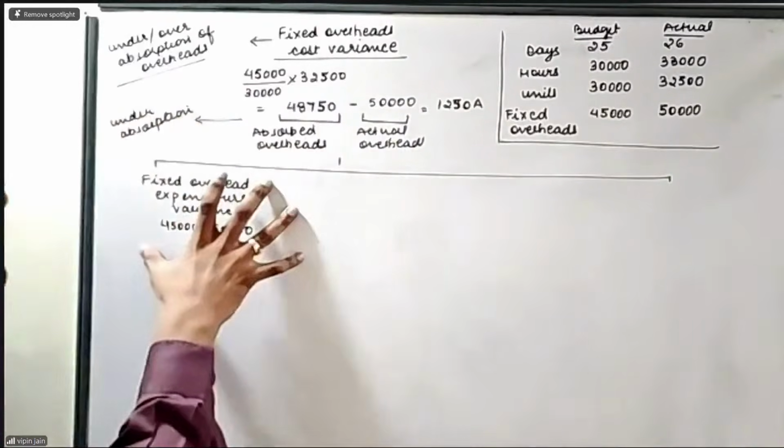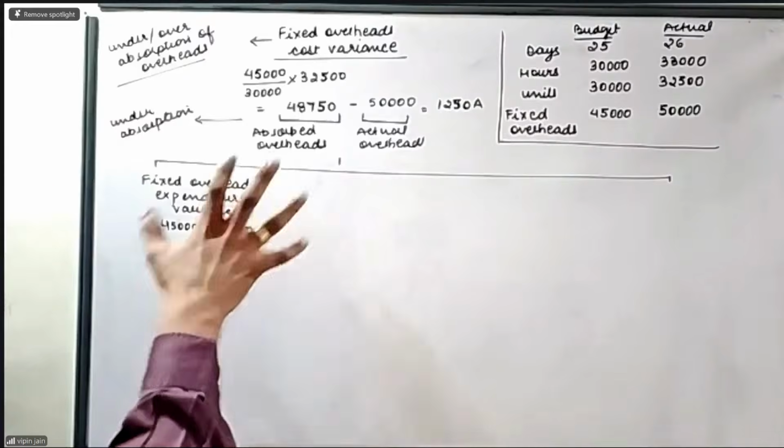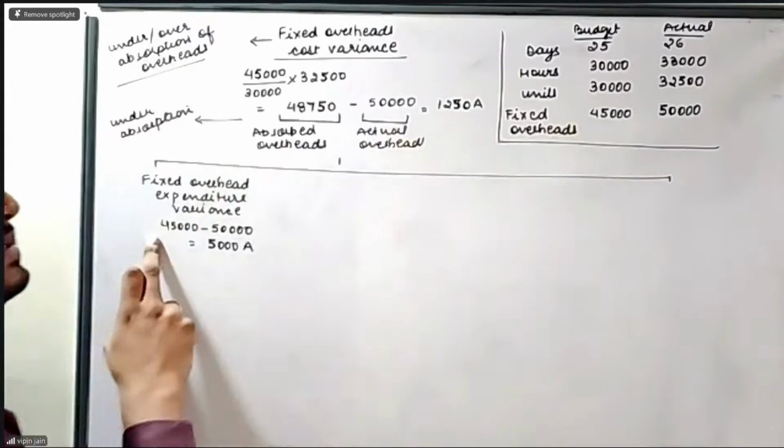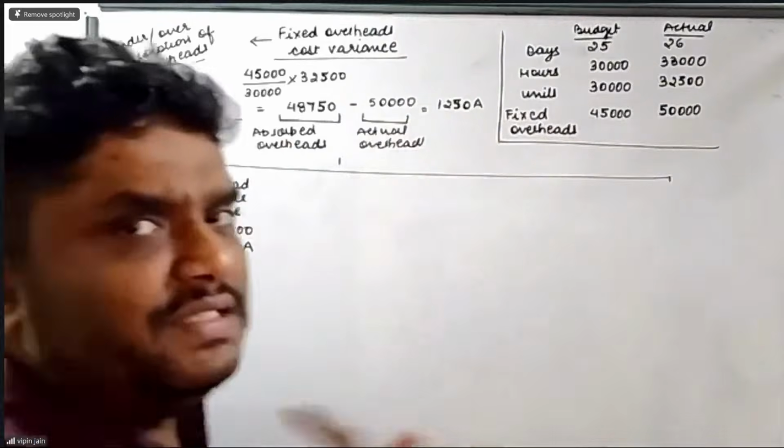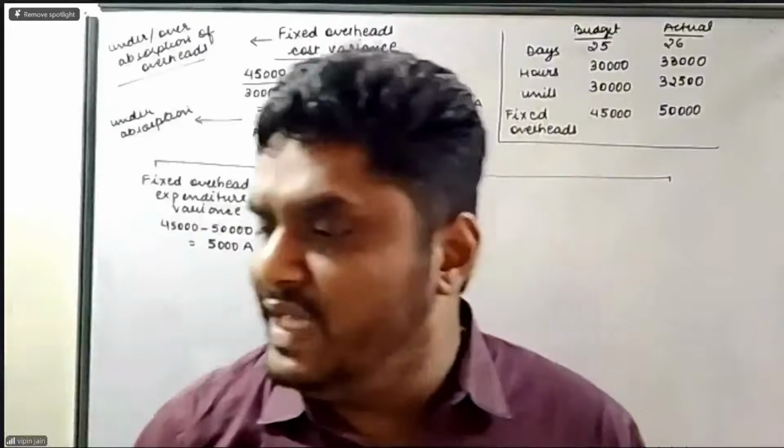So when talking about expenditure variance, straight away, 45,000 are my budgeted overheads, my actual overheads are 50,000. So 5,000 extra overheads we incurred. So that's why this variance will be adverse.